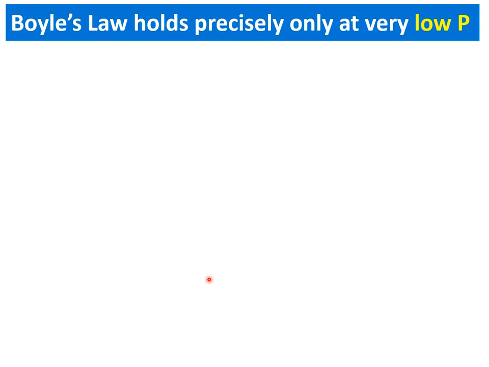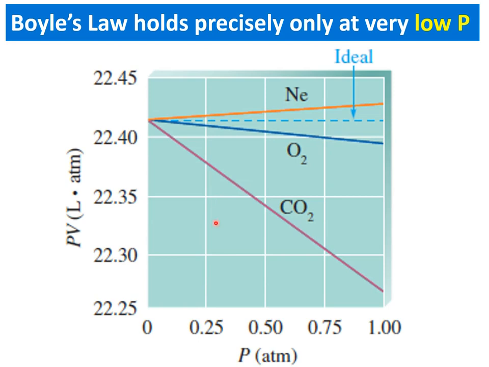This is the PV against P. Suppose for PV, according to Boyle's law, PV equal to what? V is inversely proportional to the pressure. So PV equal to constant. PV equal to constant, okay?